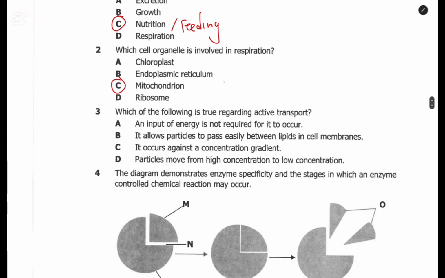Then for question 3, which of the following is true regarding active transport? As the name suggests, active transport uses energy. So for A, an input of energy is not required for it to occur. Therefore, this is wrong. B, it allows particles to pass easily between lipids in the cell membrane. No. It occurs against concentration gradient. Yes. It occurs against concentration gradient and requires energy.